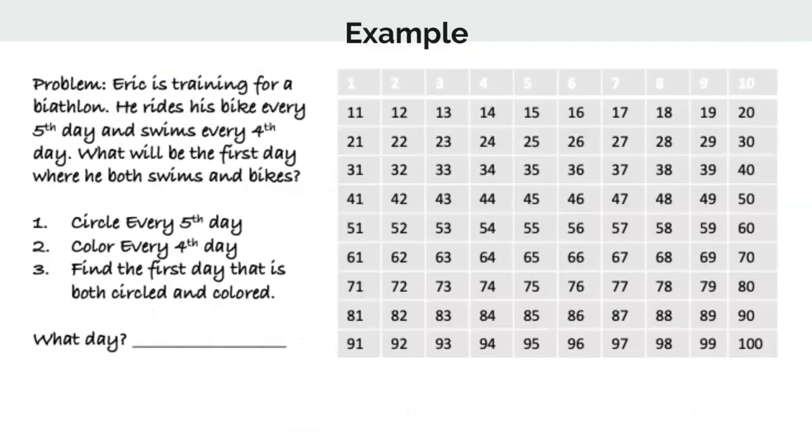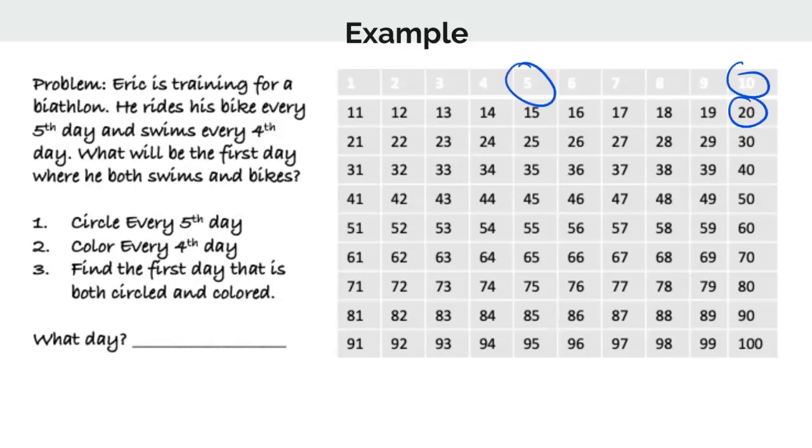Now let's take a look at an example where we solve least common multiple. Problem: Eric is training for a biathlon. He rides his bike every 5th day and swims every 4th day. What will be the first day where he both swims and bikes? So we're going to use this hundreds chart just to show what exactly we're doing when we find least common multiple. So first thing is he bikes every 5th day. So I want to circle every 5th day.